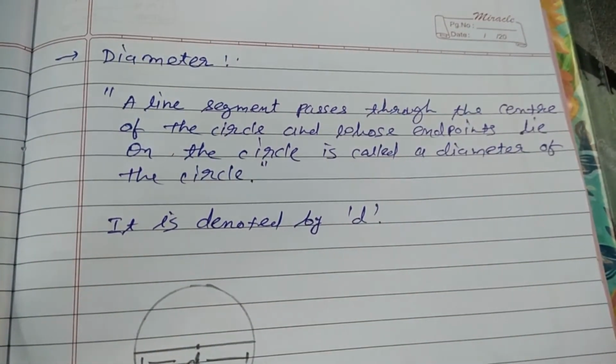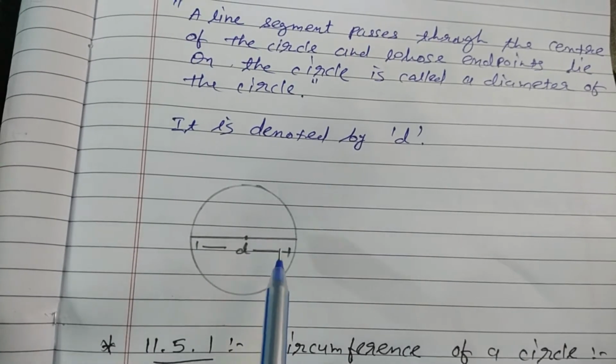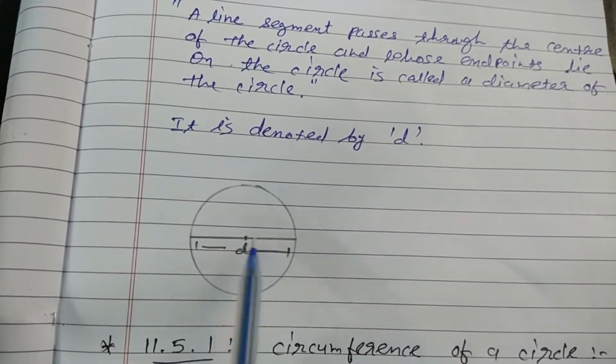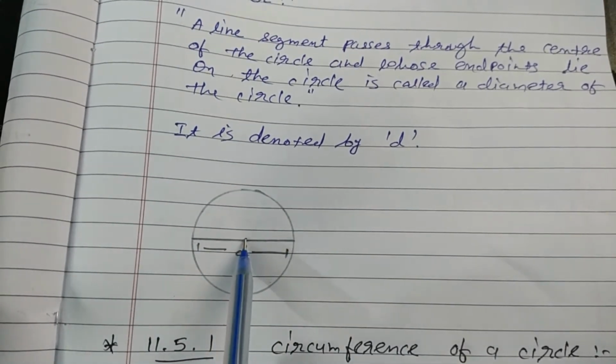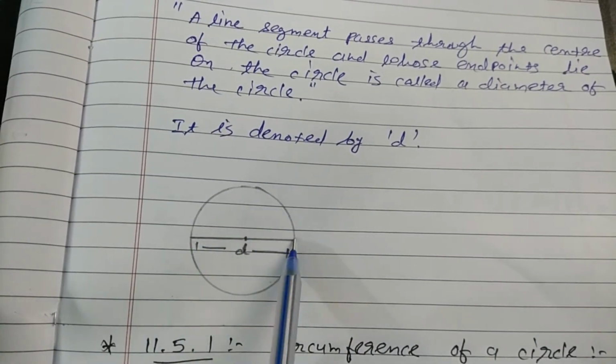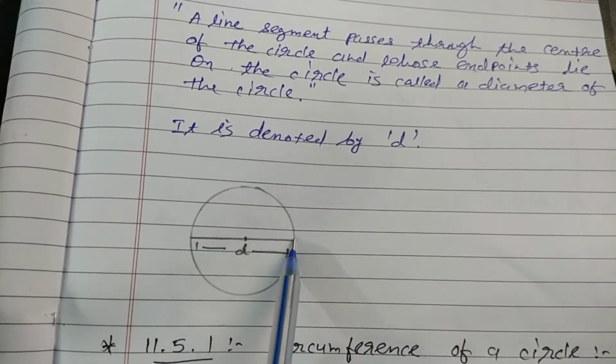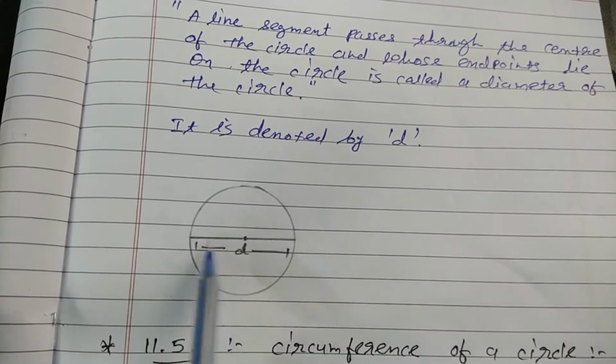Next definition, diameter. A line segment that passes through the center of the circle and whose endpoints lie on the circle is called a diameter of the circle, and it is denoted by small d. Here, for example, this is a circle. This is a line segment which passes through the center and whose endpoints are on the circle. Here we can see that this endpoint and this point are on the circle. So this is called a diameter.